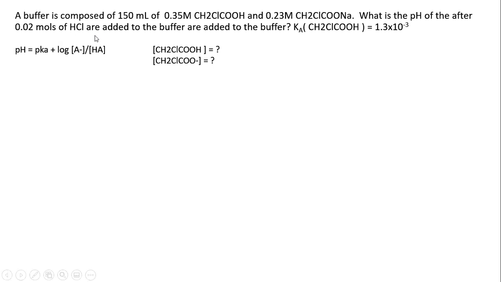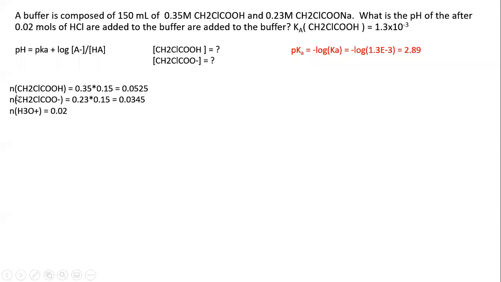Since we're adding moles of HCl, the pH should be less than the pKa of the acid. So we found the pKa is 2.89. We need to find the moles of the weak acid, moles of the weak base, and we have the moles of the strong acid, H3O+. Now for the buffer reaction, again, we're going to react the weak base with the strong acid to make more weak acid. So it looks something like this when we set up our ICE table.